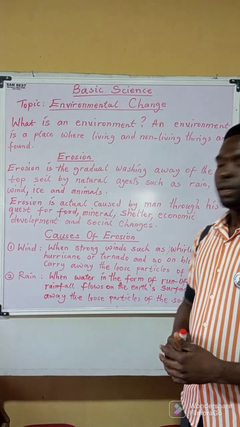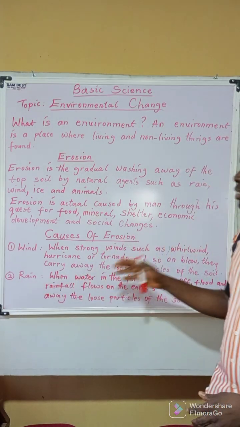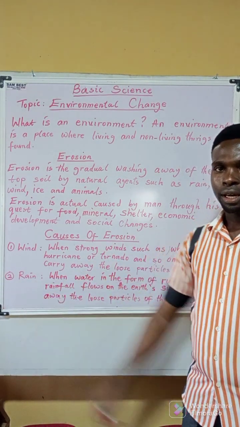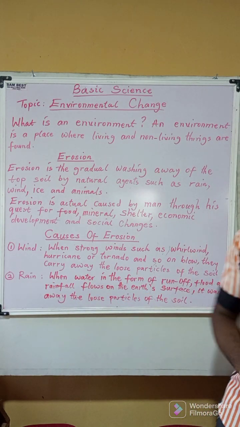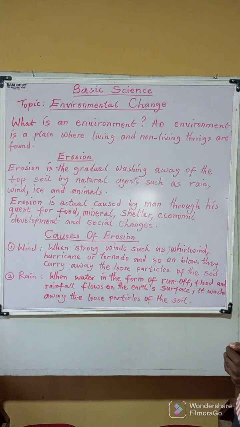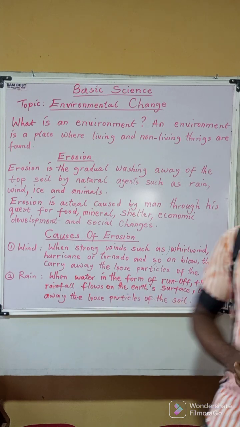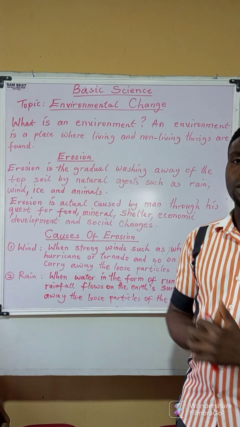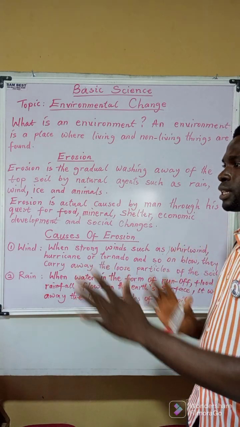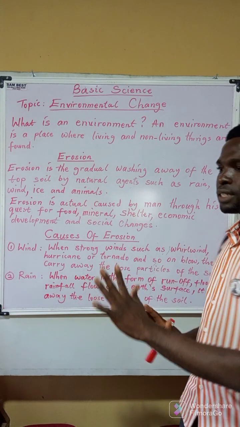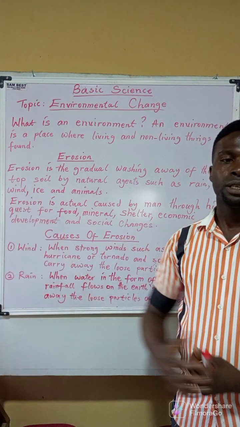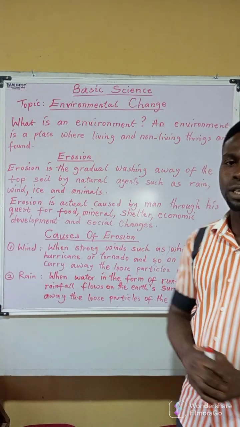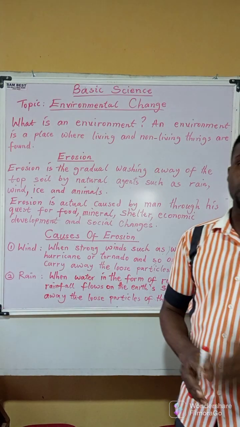Is that clear? Now, the second cause of erosion is rain. When water in the form of runoff, flood, and rainfall flows on the Earth's surface, it washes away the loose particles. Like now, there's heavy water on the surface of the soil, and you can see that the water is very dirty. Those dirts are the loose particles of the soil that the water is washing away. That's why you see the water is very dirty and you cannot make use of it.